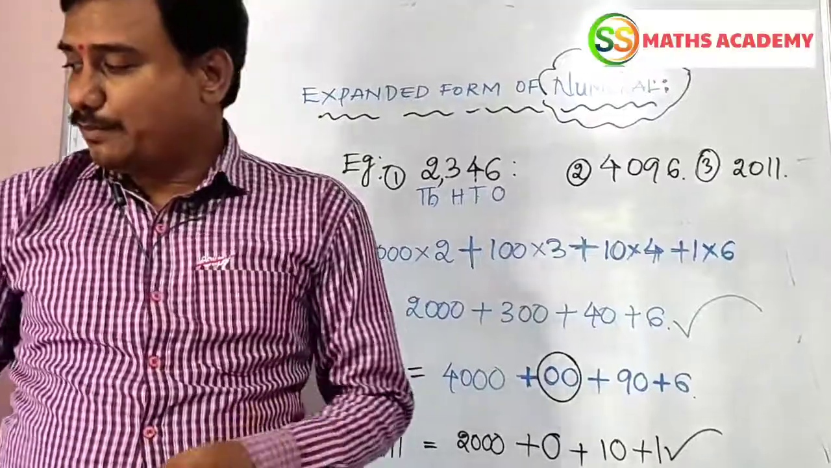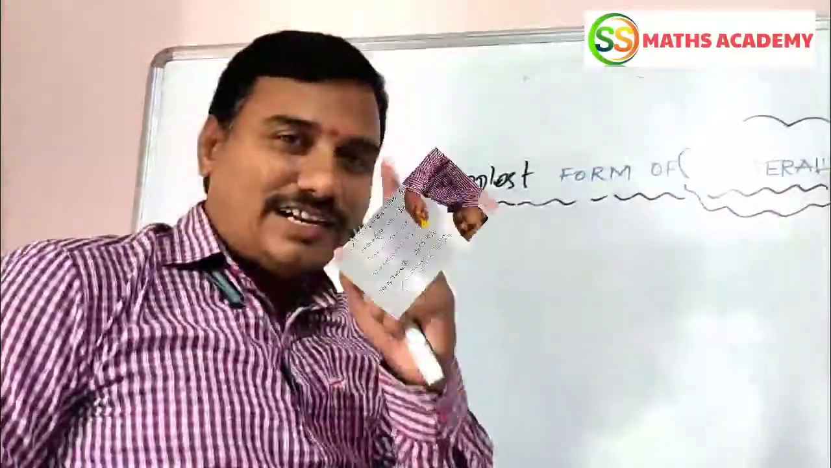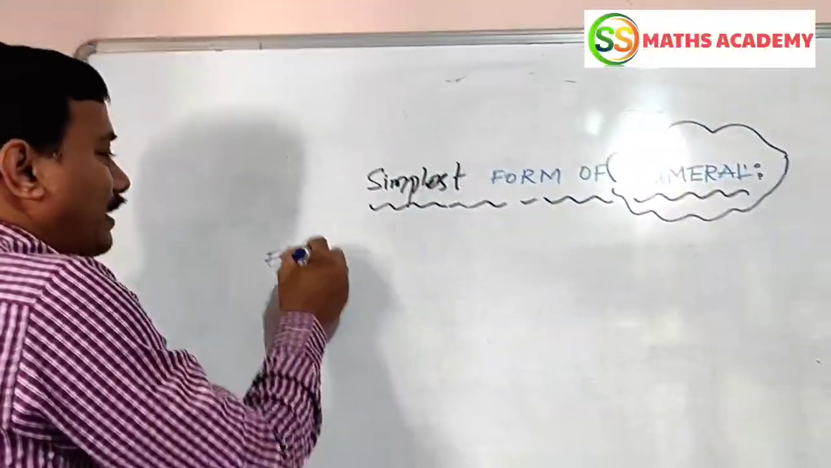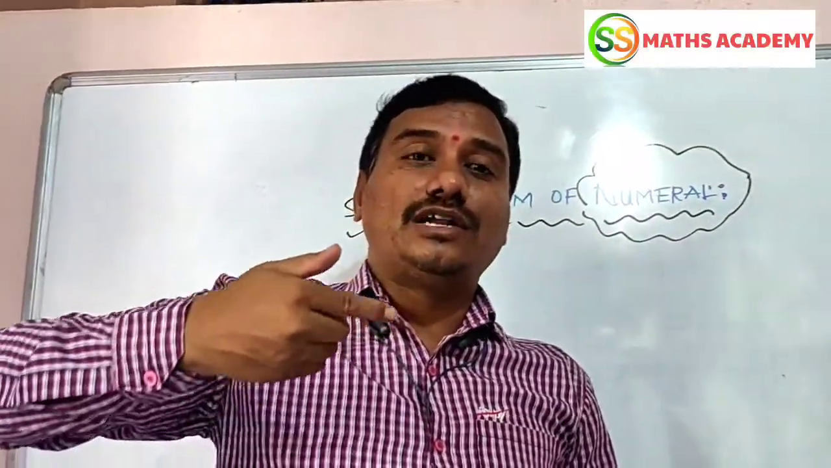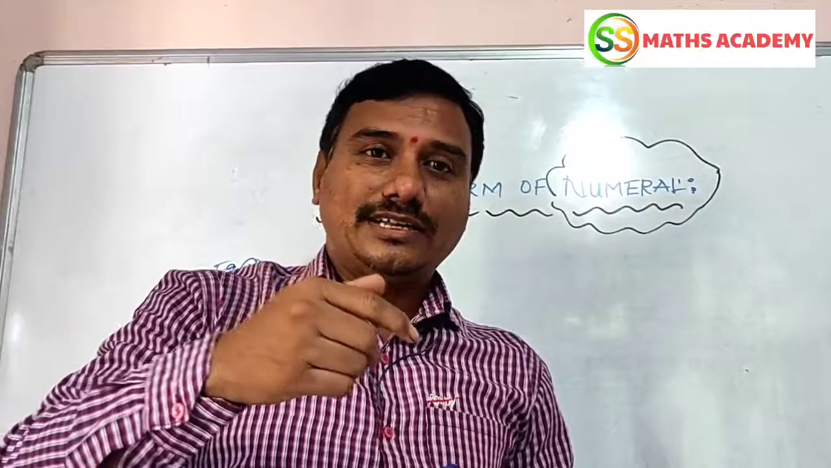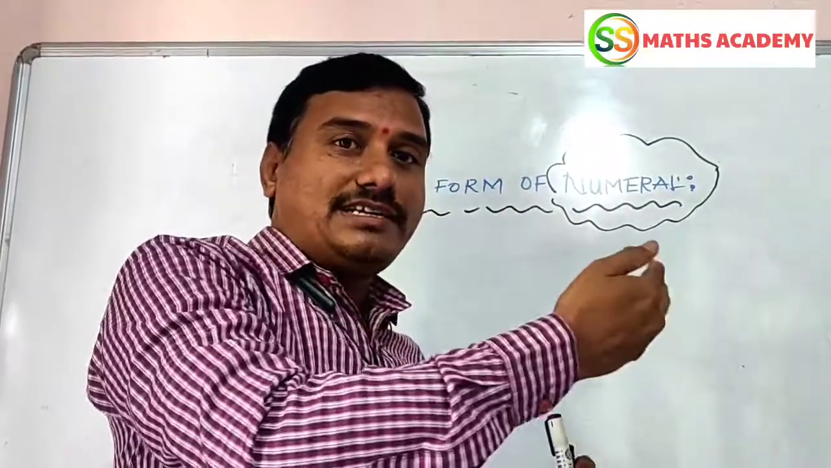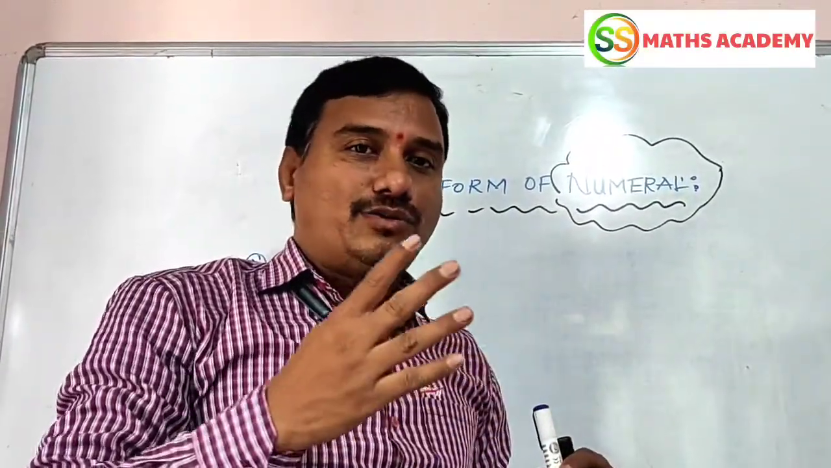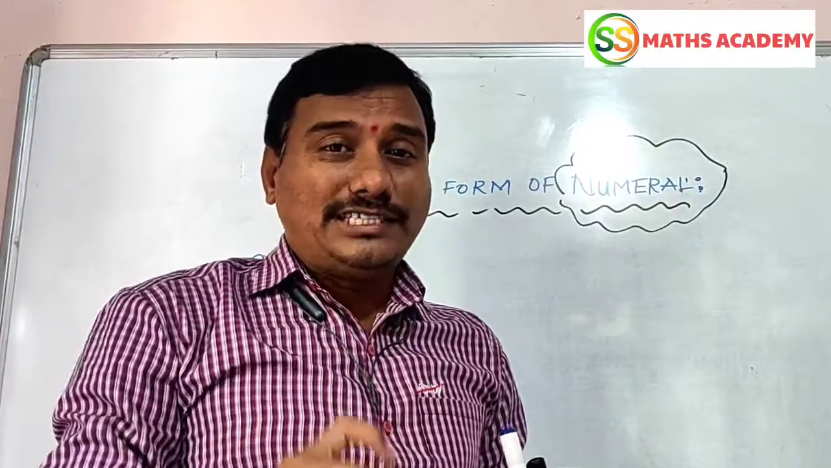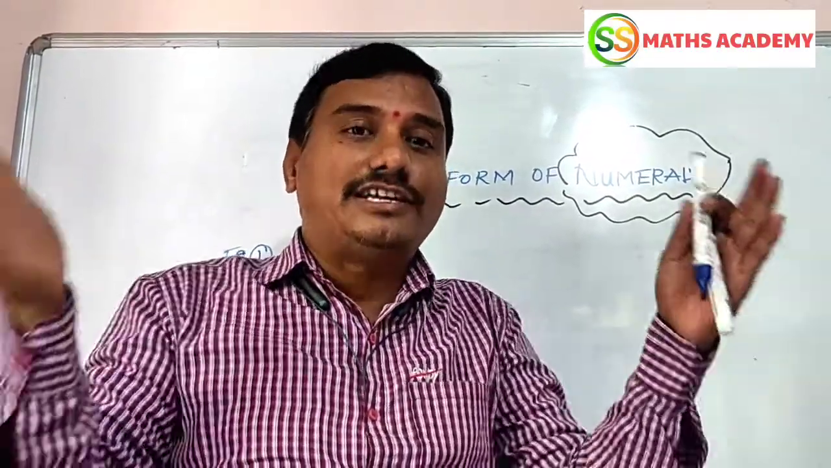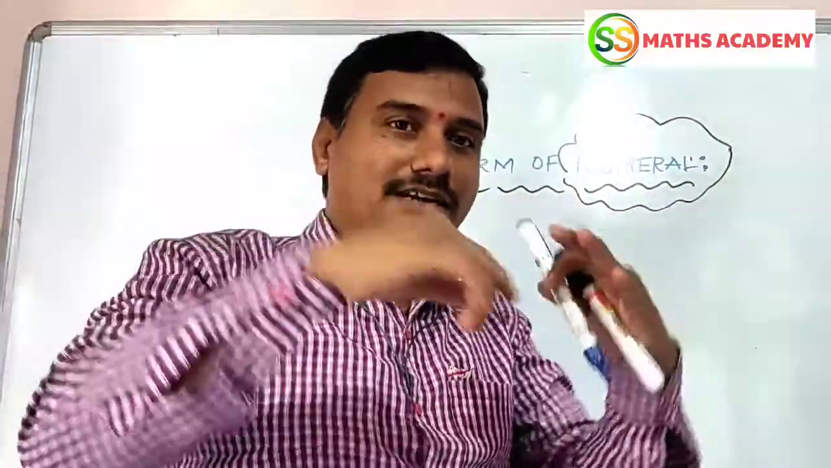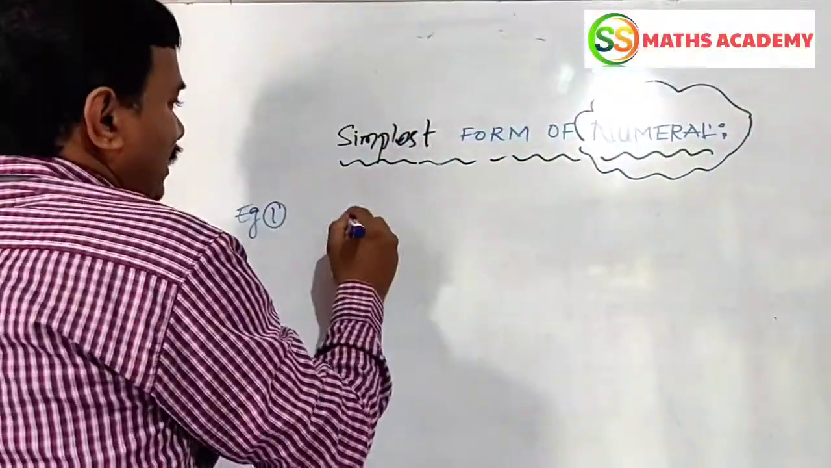Next, simplest form of a number. Let's see one example about simplest form. Expand form of a number is written with the help of face value and place value together, from left to right, by using the plus symbol. In simplest form, after giving the expanded form of the number, we have to write it in the simplest manner. Okay? Let us see one example.